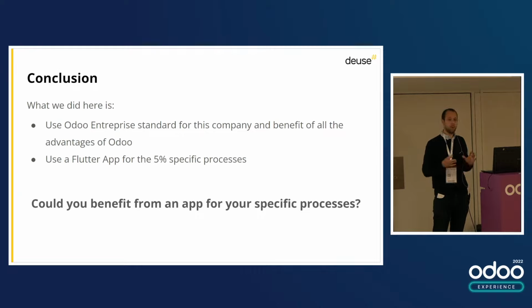So now what I want to ask you is, could you benefit from an app for your specific processes? I'm sure that Odoo already solves many of your problems, and it helps you a lot every day in your tasks, but I'm also sure there are some small things that it can't handle, and that can be frustrating. Maybe an app could be the perfect solution for that.